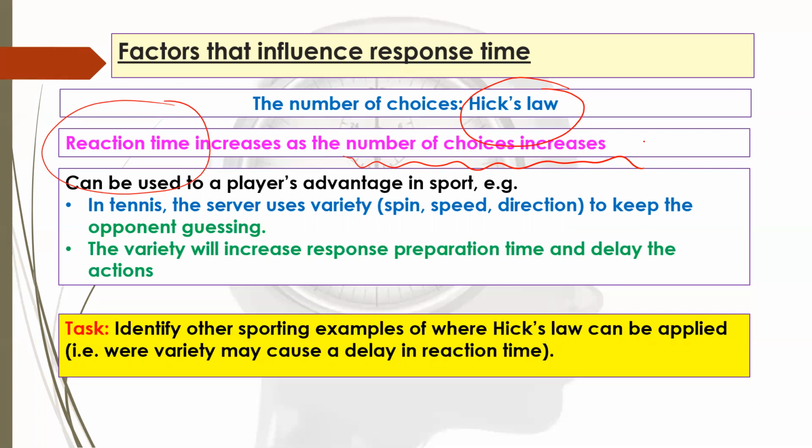So pause the video here. Try and just give a simple example like the one I've done here. It doesn't have to be long. Just a basic outline of what's going on in that particular example. What is the variety that you're talking about that's going to lead the opponent to be considering more options than they would if it was just simple reaction time? So yeah, pause the video here and just try and complete that for me.